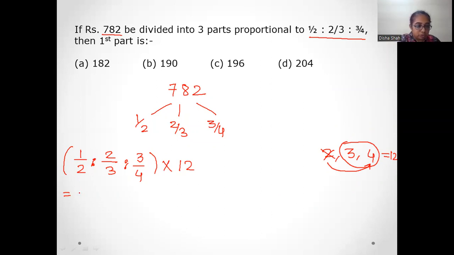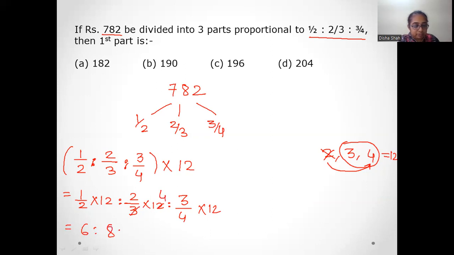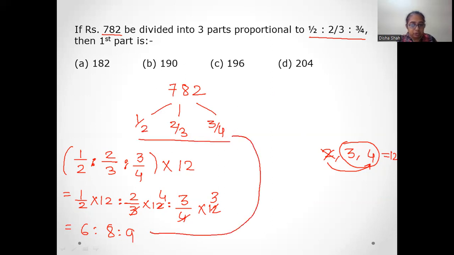So what will be the new ratio? New ratio is nothing but half into 12, 2 by 3 into 12, 3 by 4 into 12. This value will become 6 to 8 to 9. So the new ratio is 6 is to 8 is to 9, आपका नया रेशियो. तो अभी हमें क्या करना है? अभी हमें इसकी जगह पे ये वाला रेशियो.